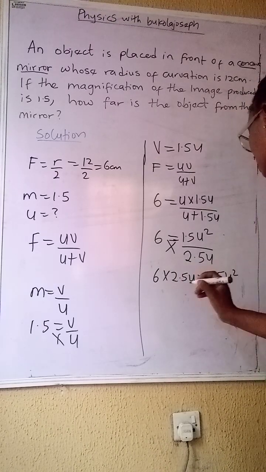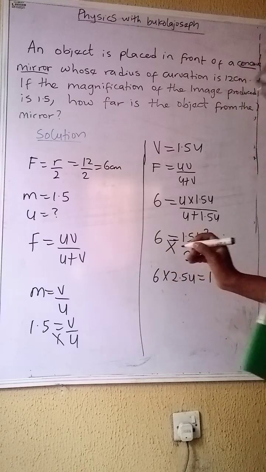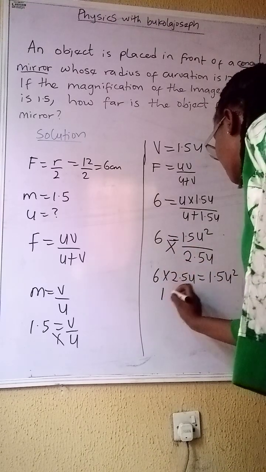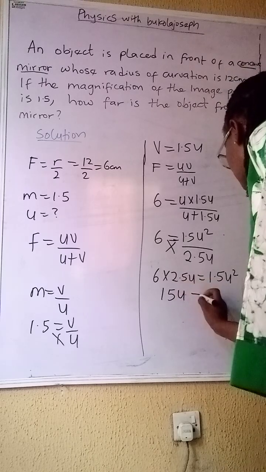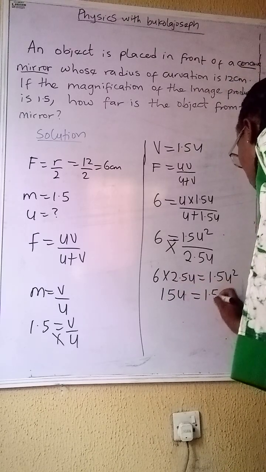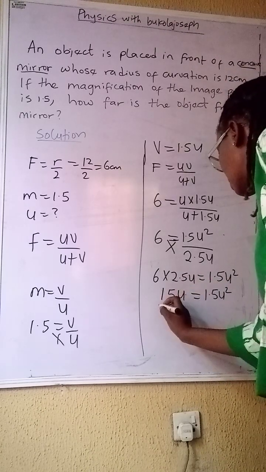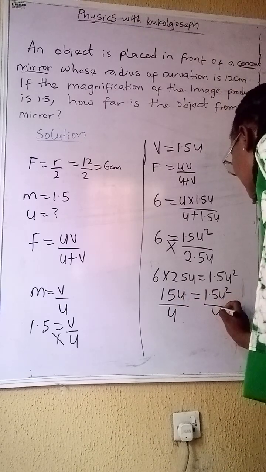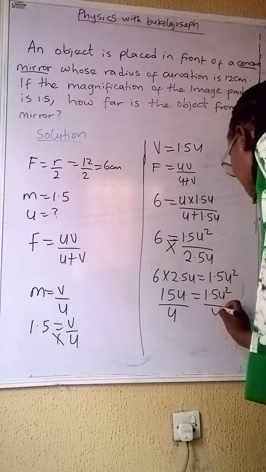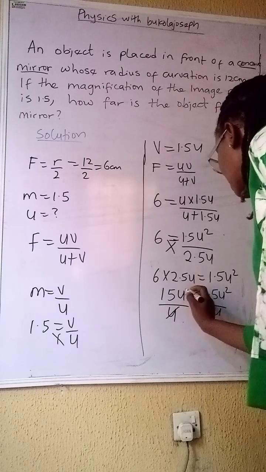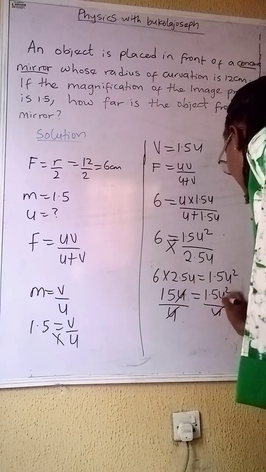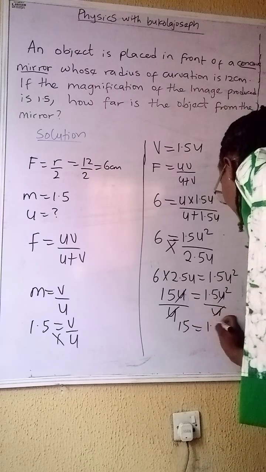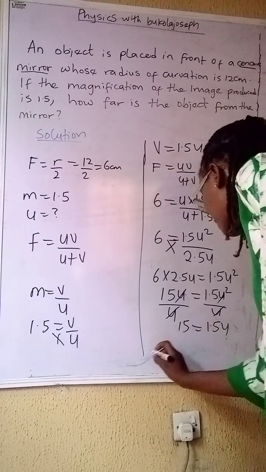6 times 2.5U will give us 15U, which is equal to 1.5U squared. Then we divide both sides by U, so U will cancel U, and we are left with 15 is equal to 1.5U. So how do we find U?